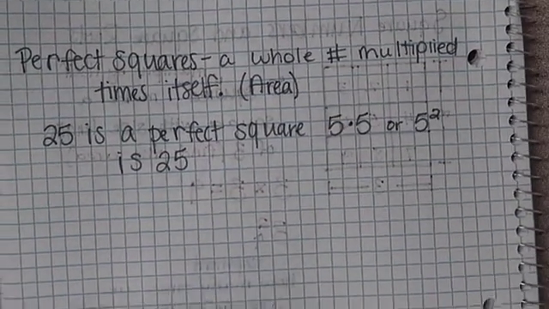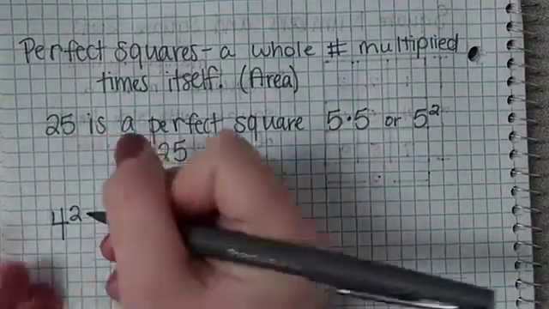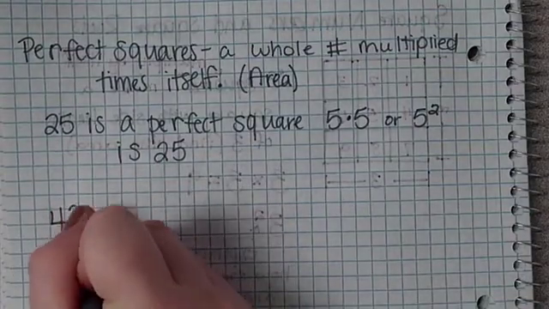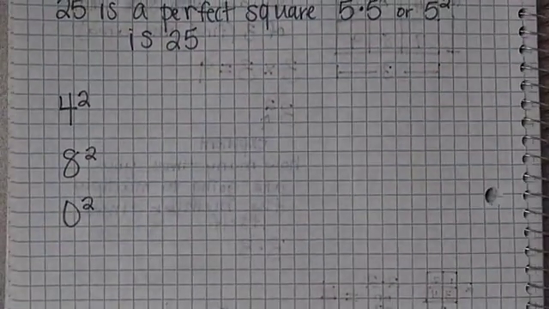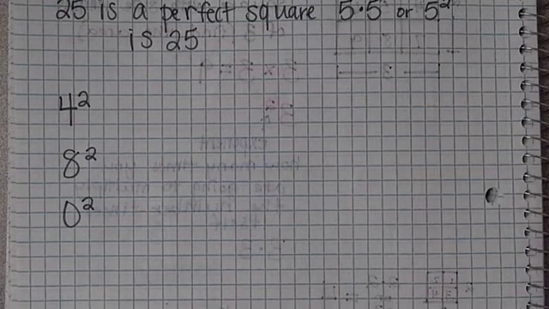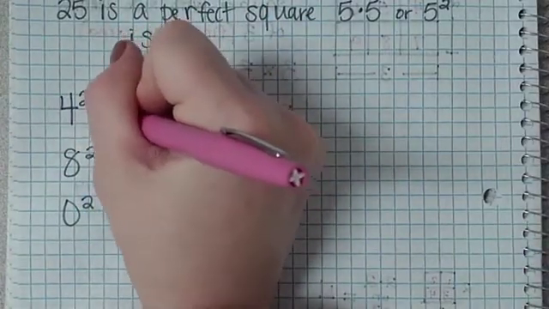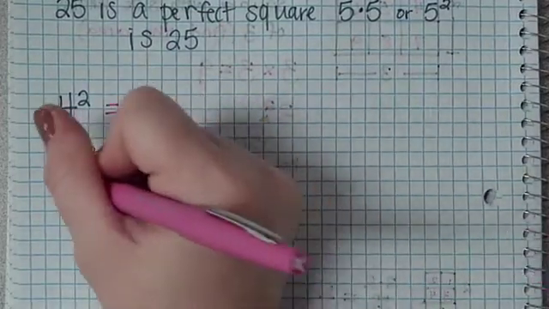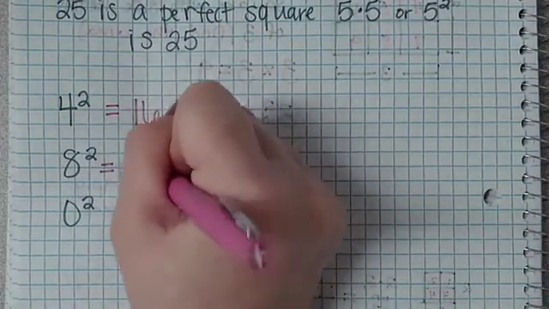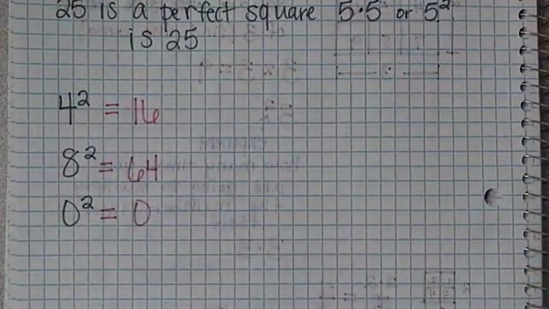Okay, so what I want you to do is pause the video and see if you can figure out what 4 squared, 8 squared, and 0 squared are. So pause the video and see if you can find those. And I'm going to start in 3, 2, 1. So 4 squared, or 4 times 4, is 16. 8 times 8, or 8 squared, is 64. 0 squared, or 0 times 0, is 0.